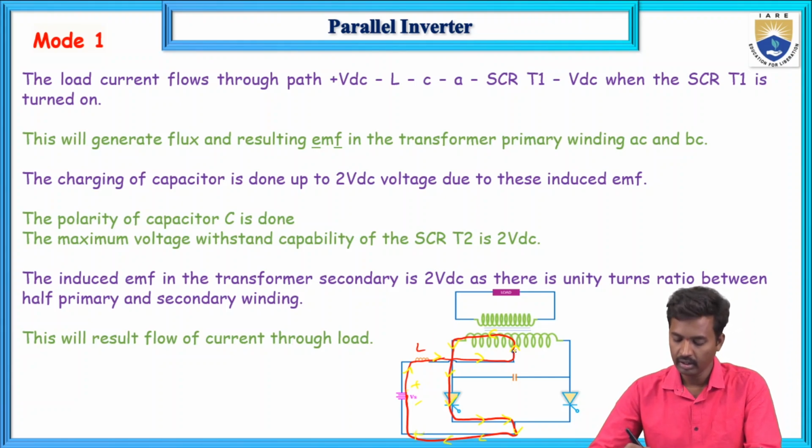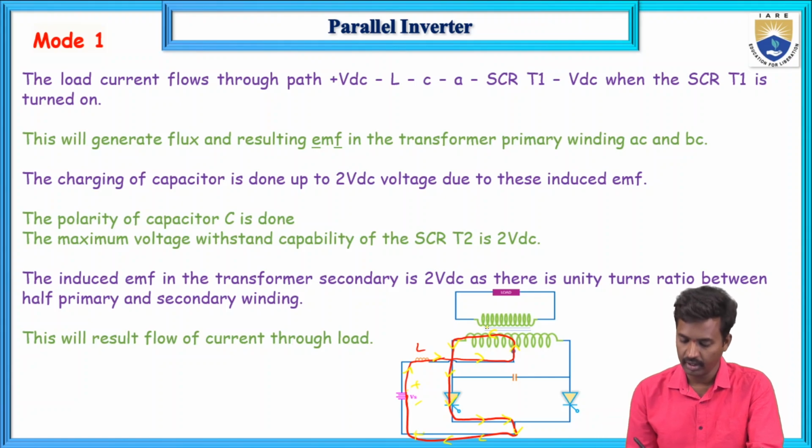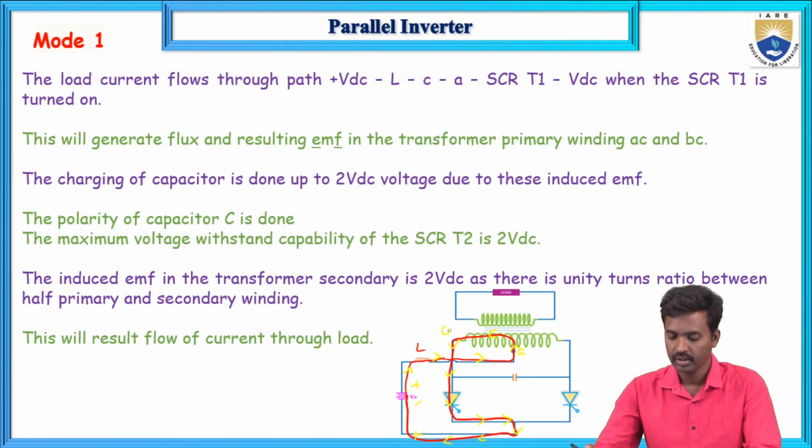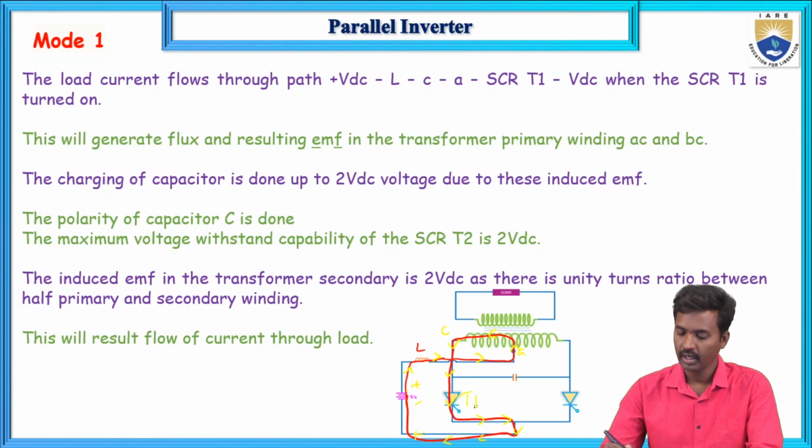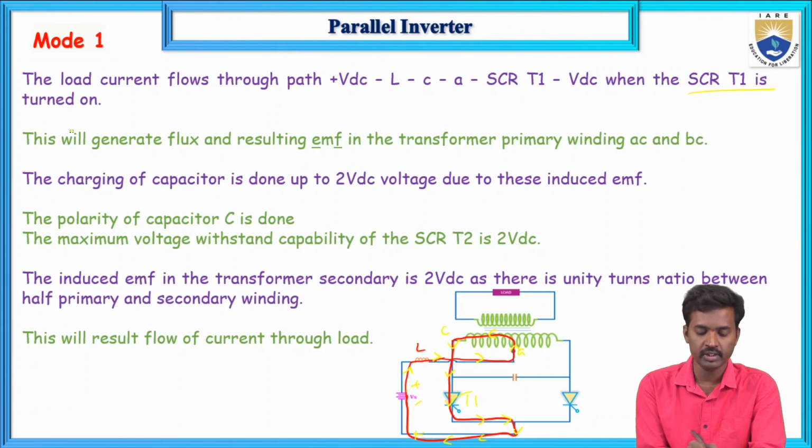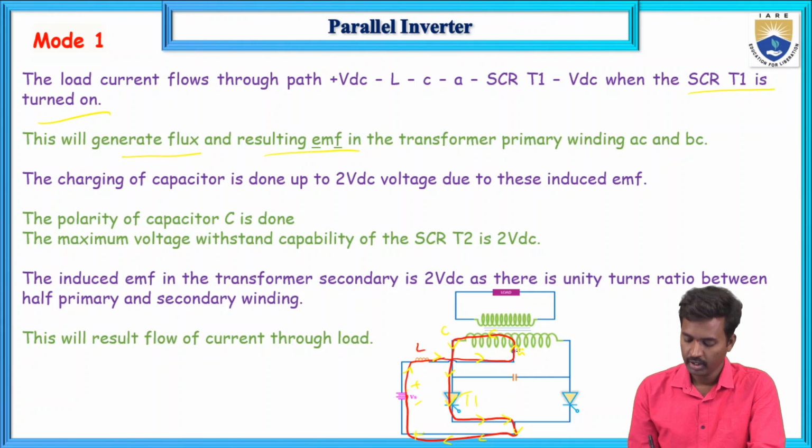VDC, L, and next this is A, and this one is C, and next T1, next thyristor T1, and next VDC, again coming back to the VDC, and SCR T1 is turned on in this case. Now it will generate the flux and the resulting EMF will be here.